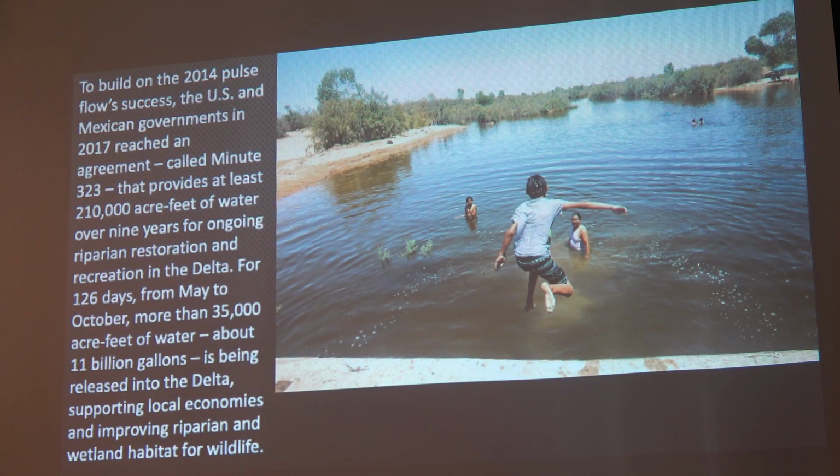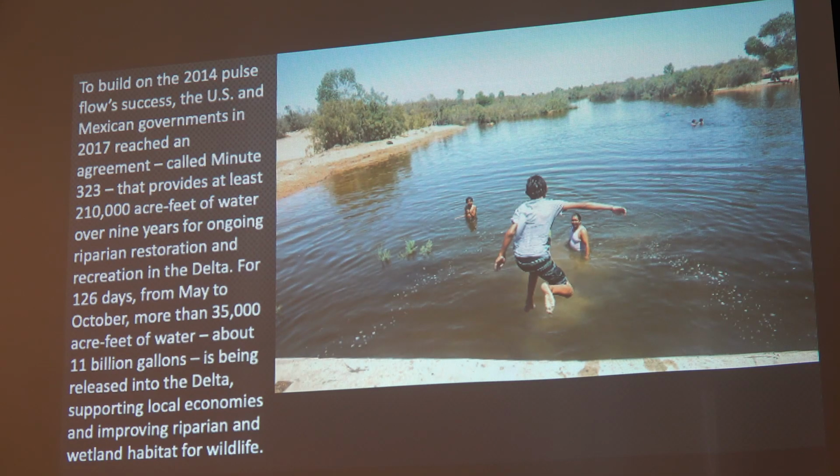In 2014, though, there was an agreement reached between the United States and Mexico to release a pulse flow. And for the first time in many, many years, water reached the Delta in the Gulf of California, and it was amazing. You can see local children that had never had anywhere to swim. The riparian is a word for the vegetation that grows alongside of a river. It came back to life quicker than anybody ever could have expected. And that agreement was so successful, that pulse flow in 2014.